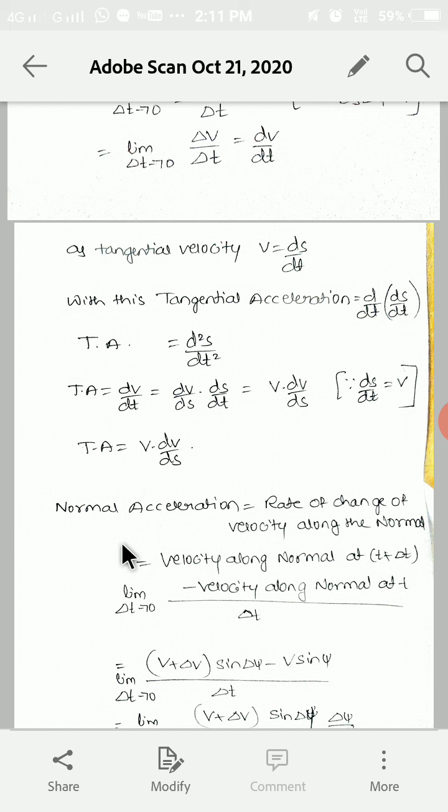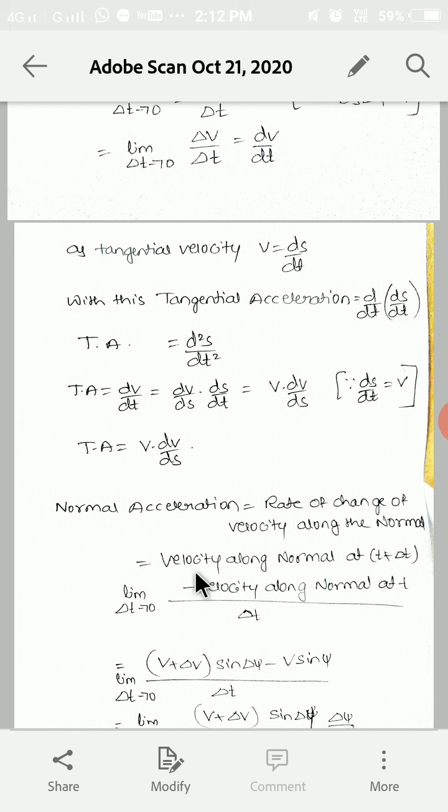So now we derive normal acceleration. Normal acceleration is again derived in the same way, but along the normal. So normal acceleration is equal to the rate of change of velocity along the normal. Acceleration is nothing but rate of change of velocity. So normal acceleration is nothing but rate of change of velocity along the normal. Okay, along the normal. So that is equal to velocity along the normal. Rate of change of velocity is nothing but dv by dt.